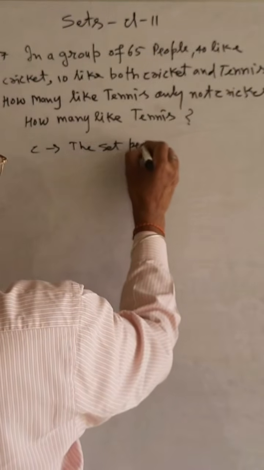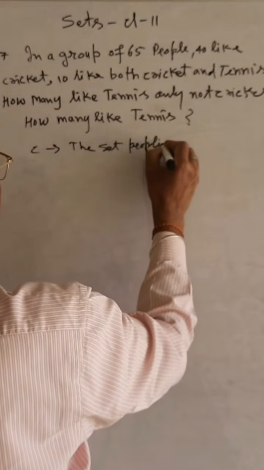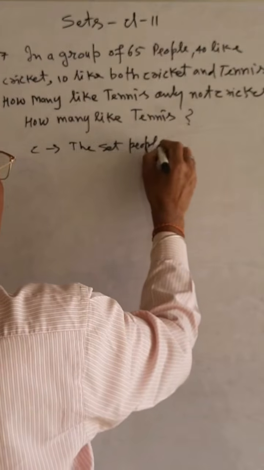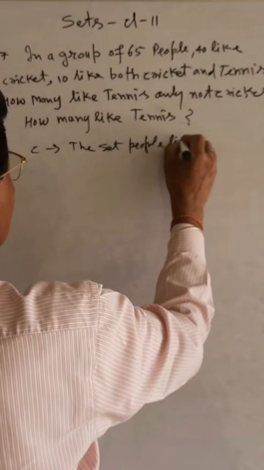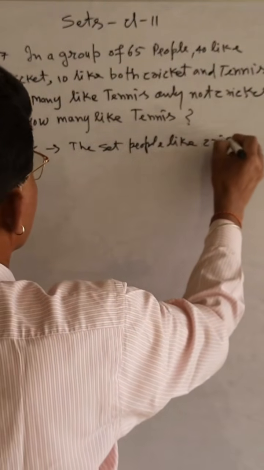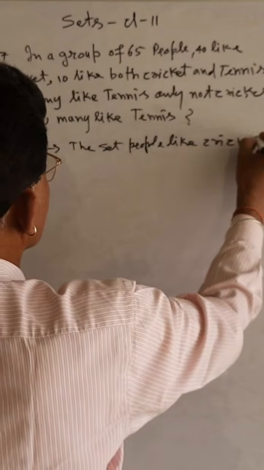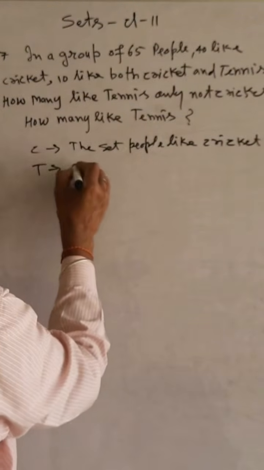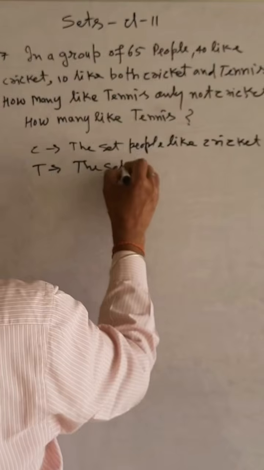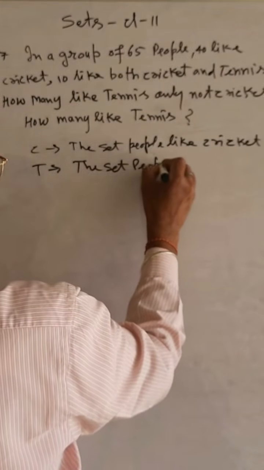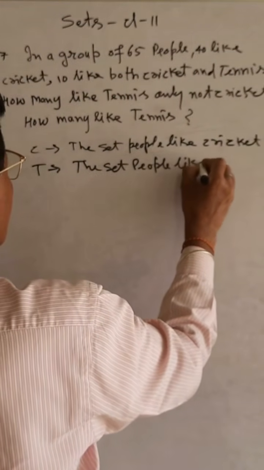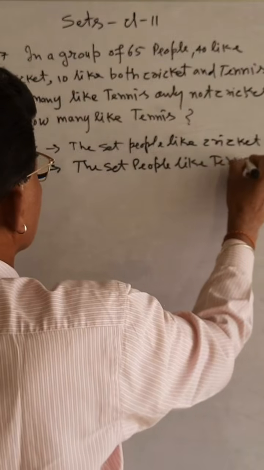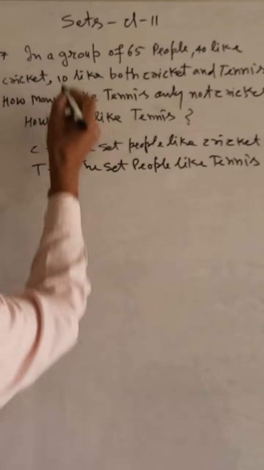Let C be the set of people who like cricket, and T the set of people who like tennis. Let me use the conditions which are given.